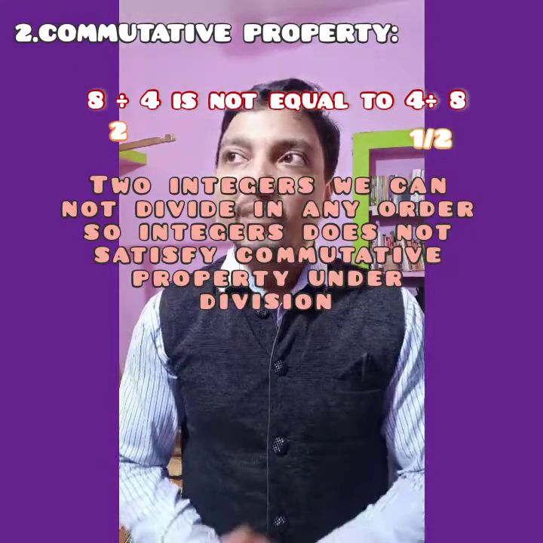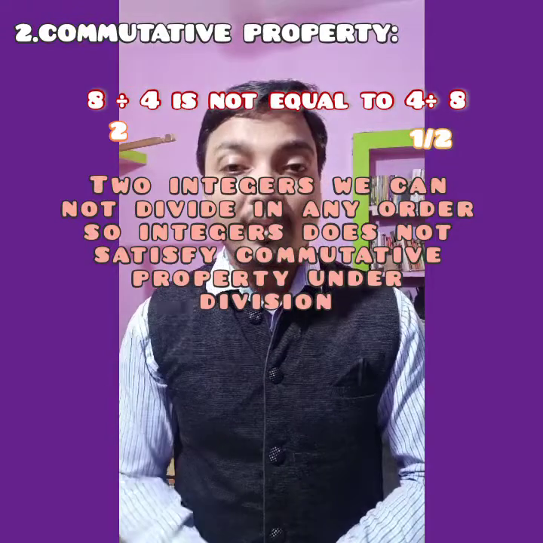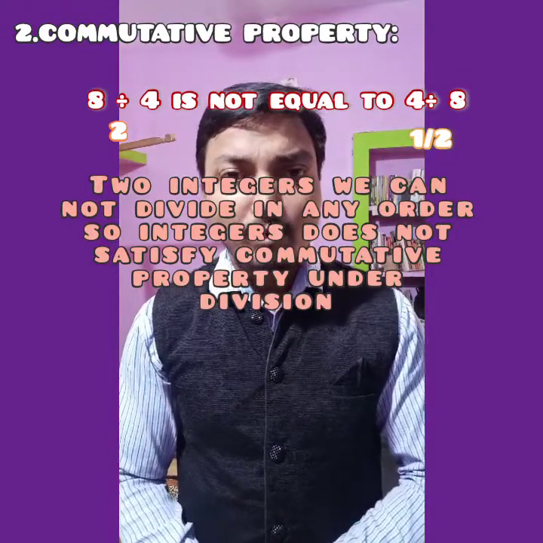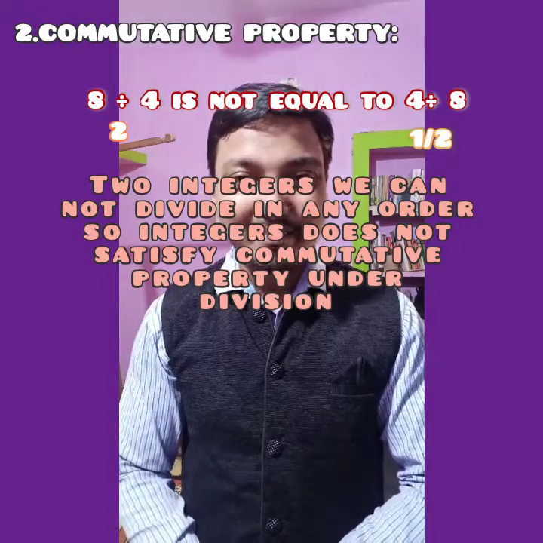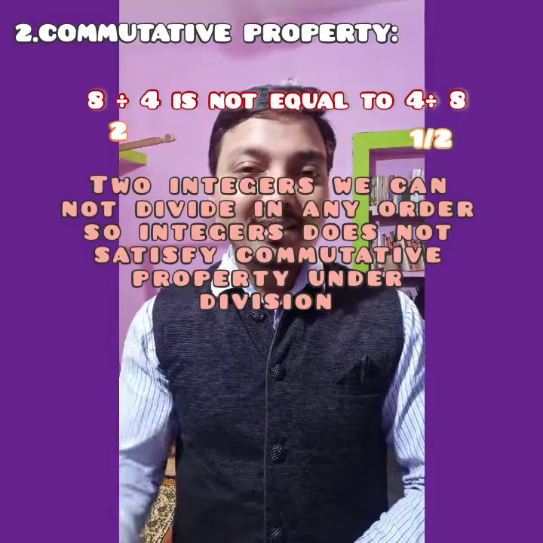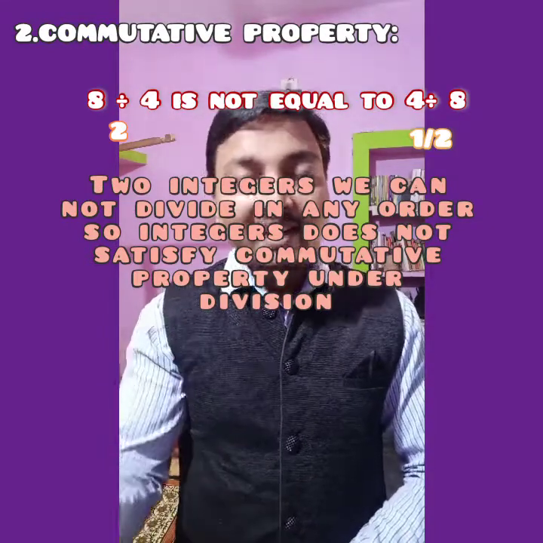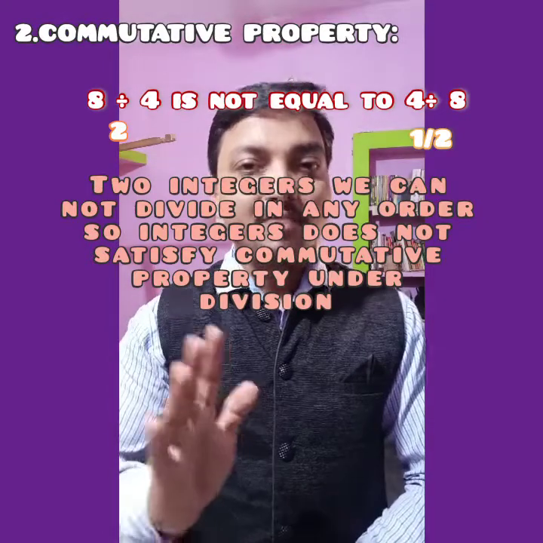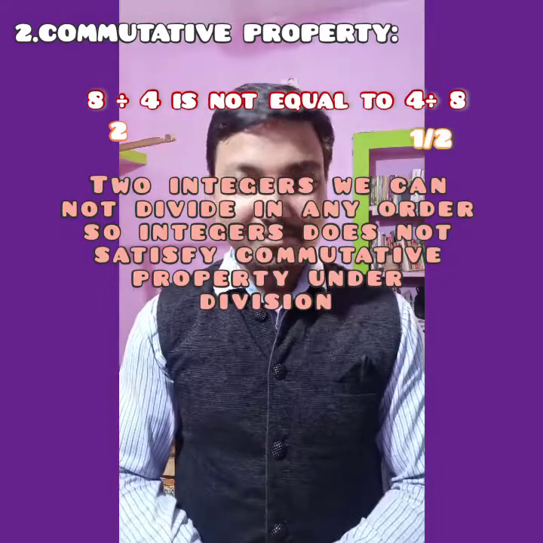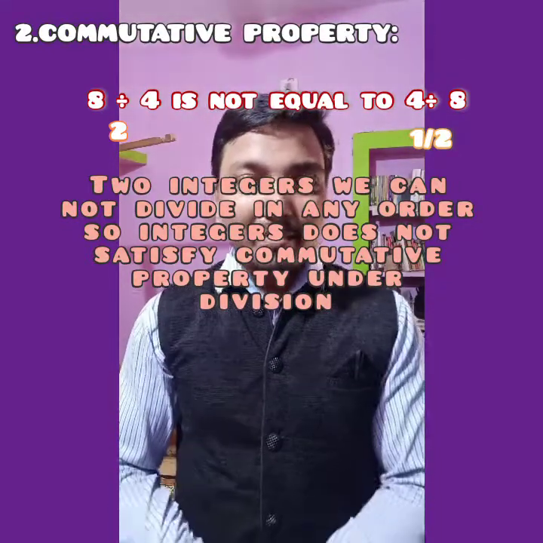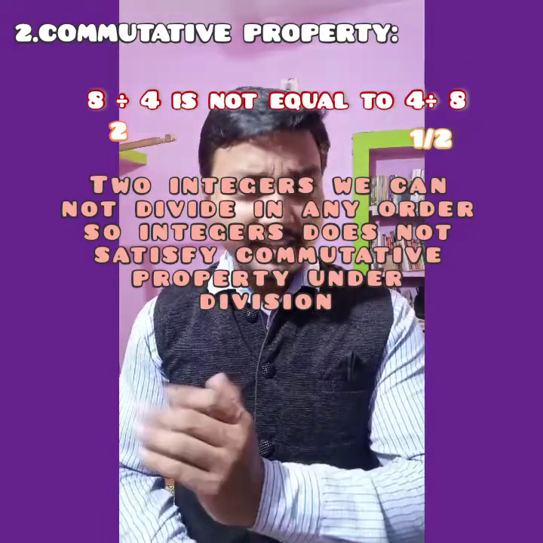But listen, it will be satisfied whenever both integers are equal. 4 divided by 4 is the same as 4 divided by 4. 1 divided by 1 is the same as 1 divided by 1. But to satisfy the commutative property, it must hold for every integer, not for a few of the integers. Understood or not understood? So the commutative property does not hold under division.